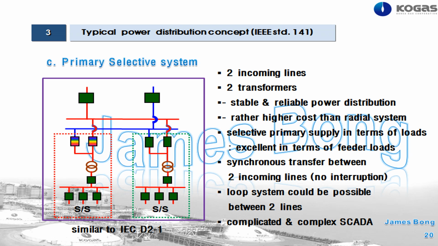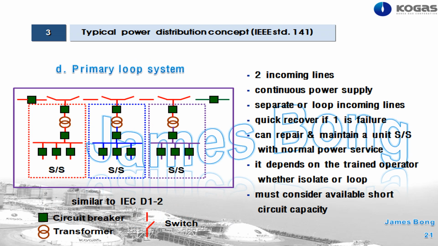Primary loop system. This is similar to IEC D1-2. The only difference is that the primary loop system has a few unit substations in their plants. It has the same voltage level with two incoming lines. Even though one primary supply has a problem, the whole substation has no problem, apart from just a short dip or sag when the main circuit breaker is opening or closing.